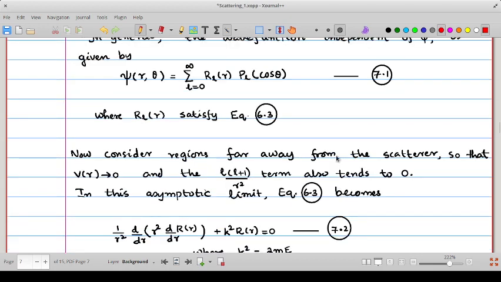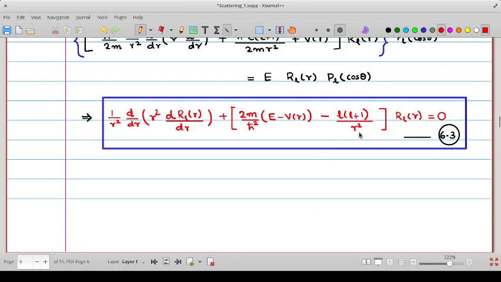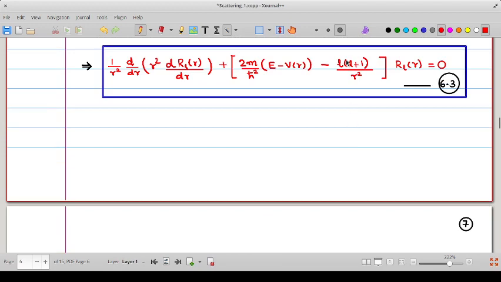Now we consider regions that are far away from the scatterer so that the potential is equal to 0, and also the factor l(l+1) by r² becomes 0. That is, as r tends to infinity, this factor becomes 0 for any finite value of l. So we consider a region very far away from the scatterer where the potential V(r) is 0, and this factor l(l+1) by r² can also be neglected.